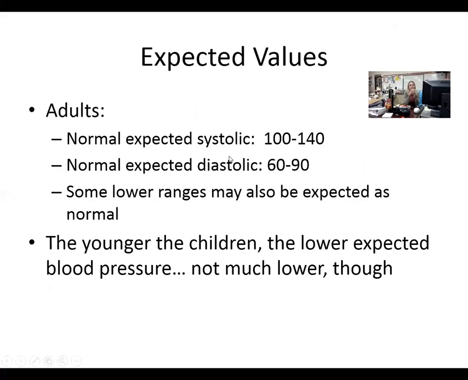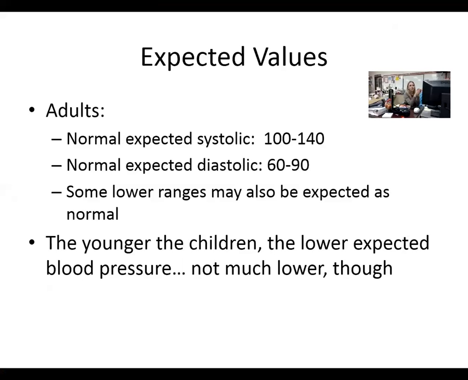Okay, so expected values for adults. Normal expected systolic blood pressure is somewhere between 100 and 140. I would even go to say, you know, like 95 to that. Normal expected diastolic, according to the book, is 60 to 90. So some lower ranges can be expected as normal, but not really higher than that. Like my blood pressure normally runs 90s over 50s, and that's my norm.